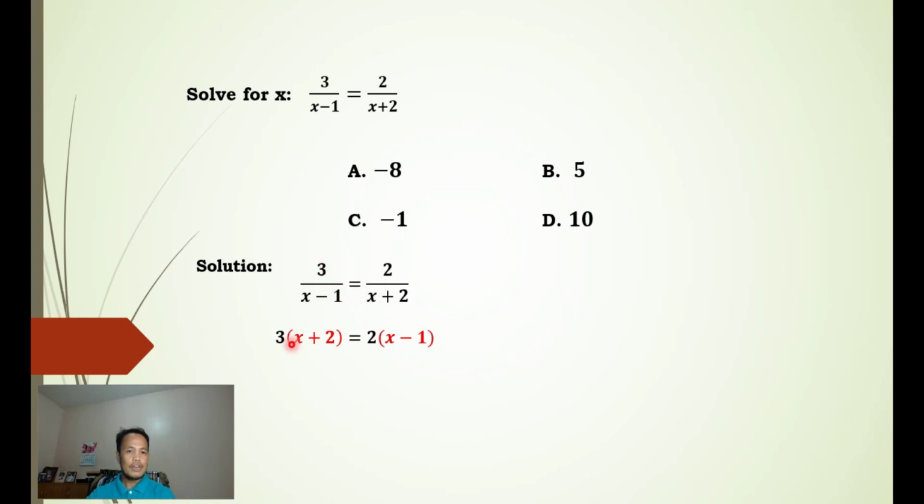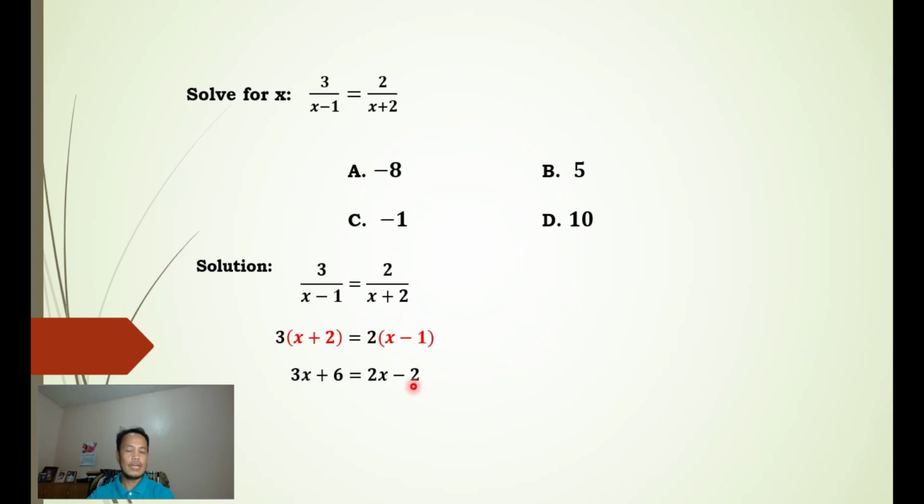So 3 times the denominator here, that is 3 times x plus 2, and we copy the equals. Then on the other side, 2 times the denominator, so 2 times x minus 1. Okay. Then we distribute the 3 to the terms inside the parenthesis. So that is 3 times x, 3x, 3 times 2, that is 6, we copy equals. The same on the other side, 2 times x, 2x, 2 times negative 1 is negative 2.